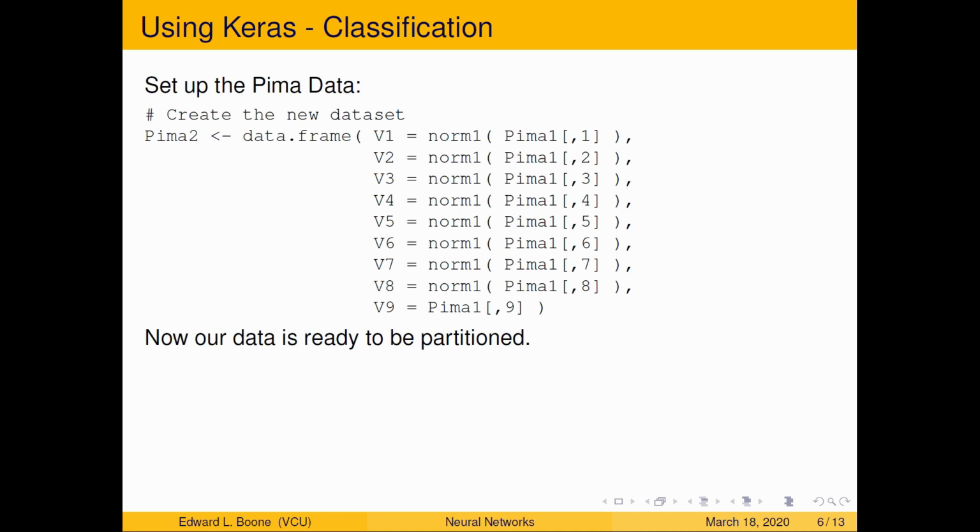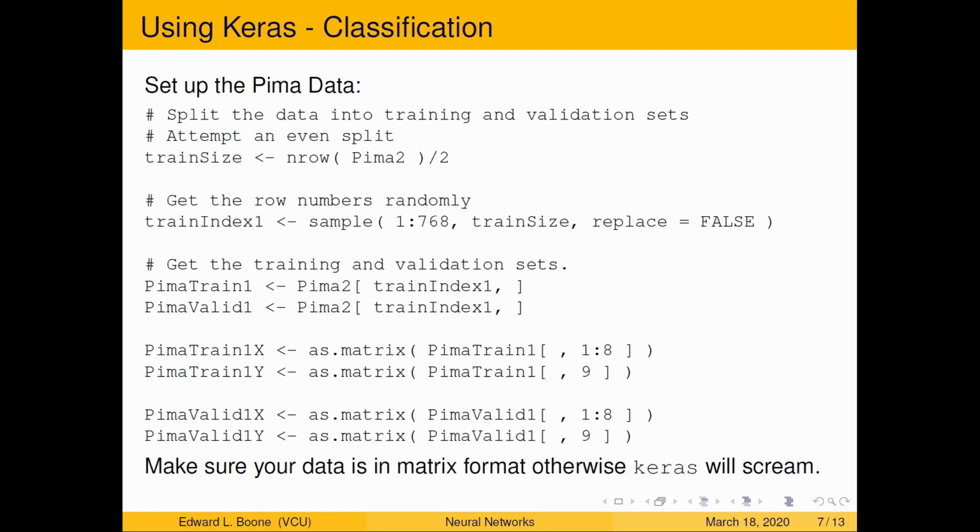All right, now that we've done this, we can partition our data. I'm going to cut this data in half. In the previous videos, I think I just chopped it off at about 500 and said the 268 other values would be our validation set. But here I'm actually going to chop it in half. So train size is going to be the number of rows of pima2 divided by 2. Now, if your data set isn't an even number of rows, you will have to round this one way or the other. I'm not going to do that here.